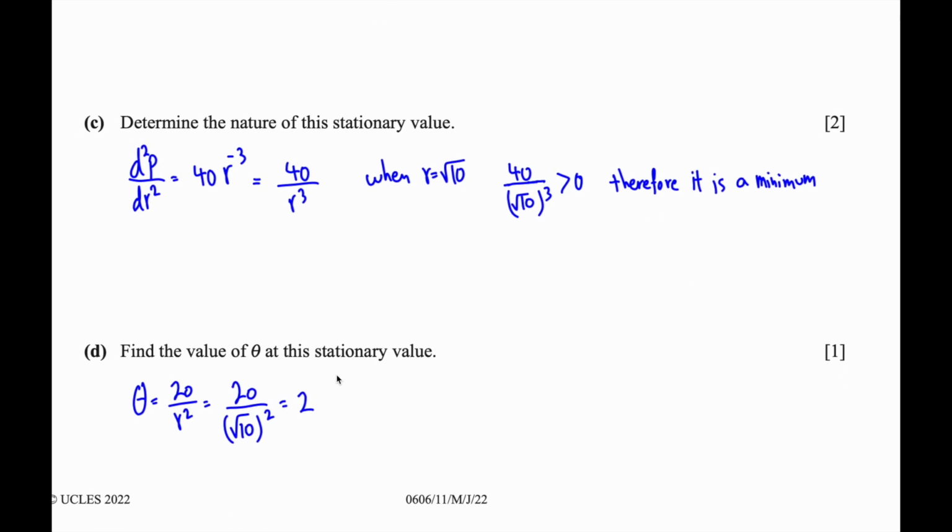In part D, you have to find the value of theta at this stationary value. So if you recall, in part A, I found theta to be 20 over r squared. Now I just have to replace r with the square root of 10, which becomes 20 over 10. The square and the radical sign are gone. 20 over 10 is 2, and that's the final answer.